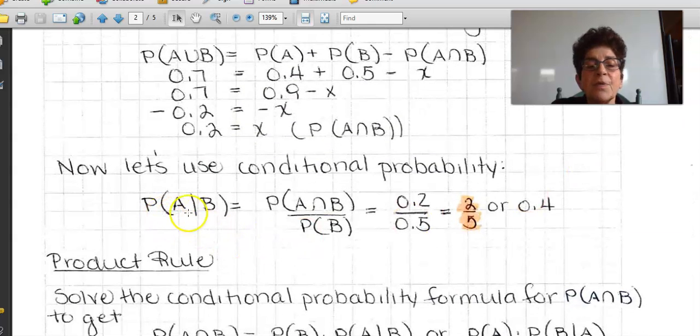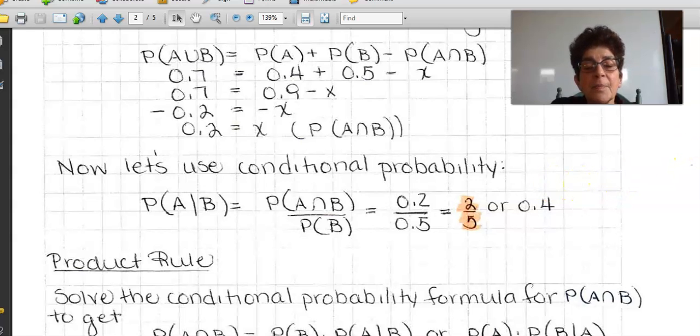And now I can use this in my conditional probability formula. So now I have the probability of A given B. Remember what that looks like. It's the probability of the two events occurring together, so you have the intersection of them in the numerator, and you're going to divide that by the probability of the first event, the one after the given that in the conditional probability. So here I have 0.2, which I calculated from my union rule, and 0.5, which I was given. So there is a probability of 0.4, a 40% chance of event A happening given that B already occurred.